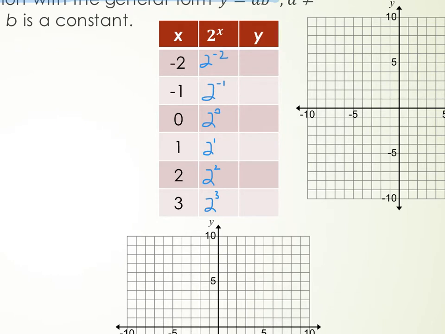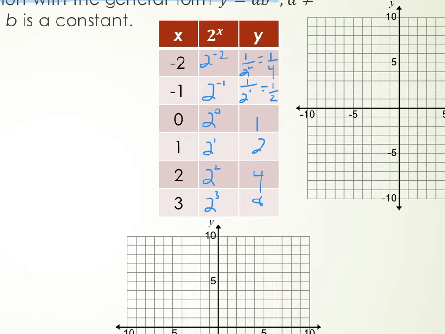Note our most basic function, y equals 2 to the x power. We're just going to insert the x value we're evaluating in for the exponent. Remember, if you have a negative exponent, you have to flip your fraction down. So 2 to the negative 2 is actually 1 over 4. 2 to the negative 1 is 1 over 2 to the first, or 1/2. The next one is 1, then 2, then 4, then 8.